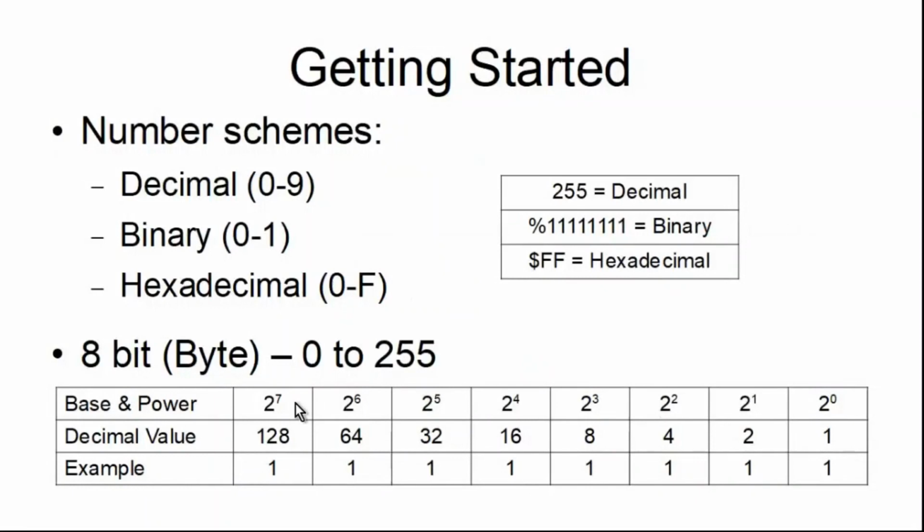And once you figure out what those values are for each individual digit, which I have outlined over here, you add all these numbers together. Once you do that, you end up with the decimal representation of that byte, which in this case, because it's all ones, equals 255, which again is the maximum value of a byte.